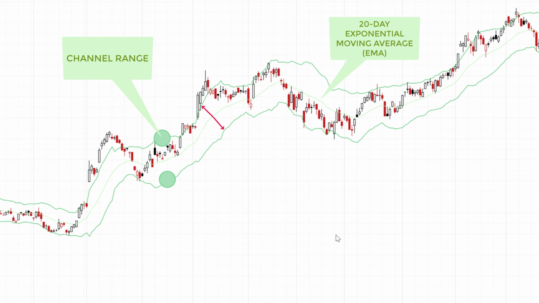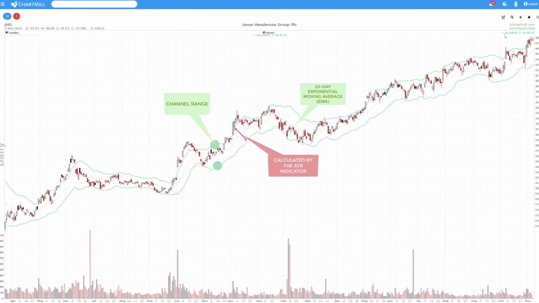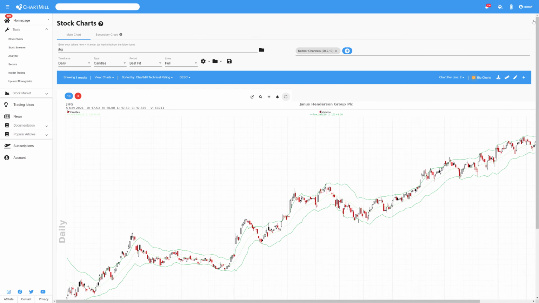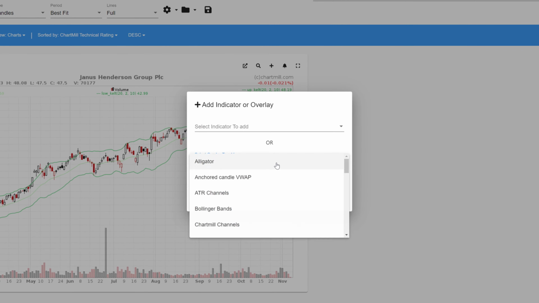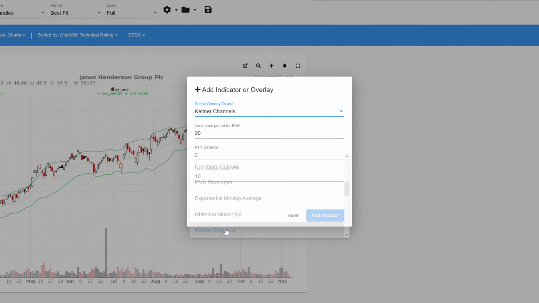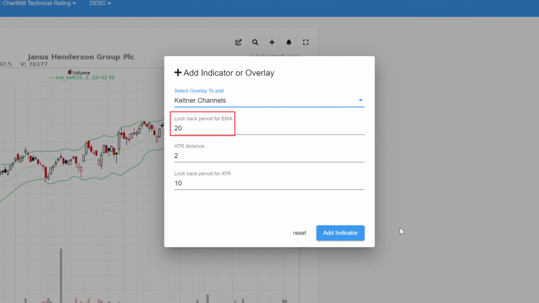Setting that bandwidth is done through the average true range indicator. And by default, these channels are set to twice the ATR value above and below the middle EMA line. However, you can adjust several settings for the Keltner channels when you add them into your charts, like the look-back period for the EMA, the ATR distance, and even the look-back period for the ATR itself.